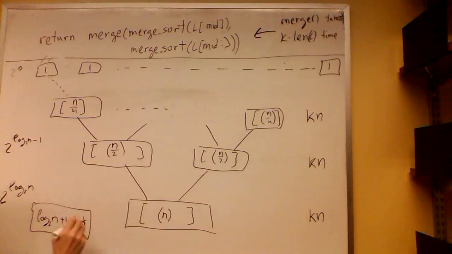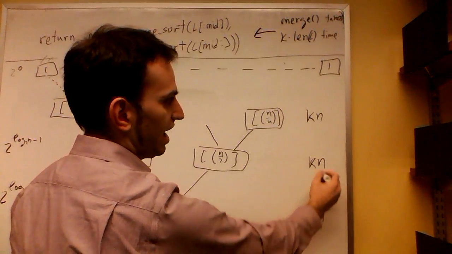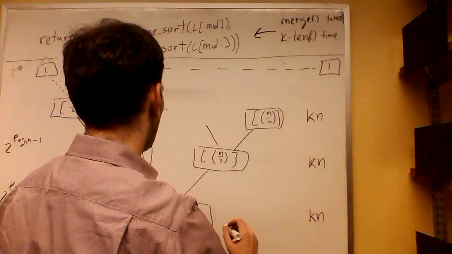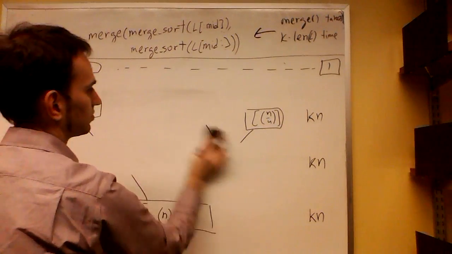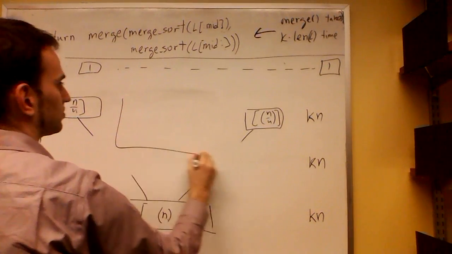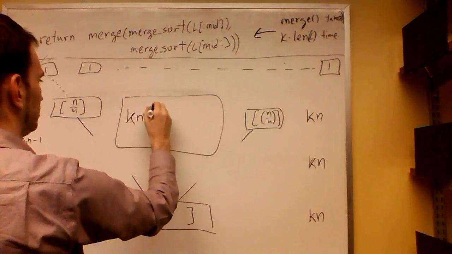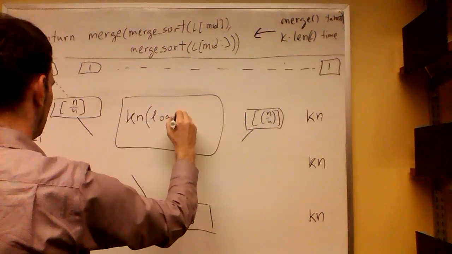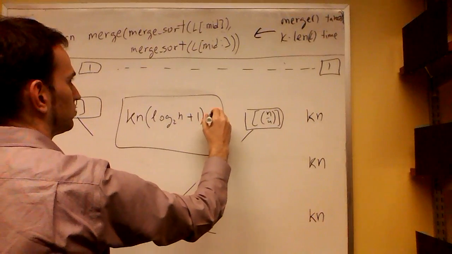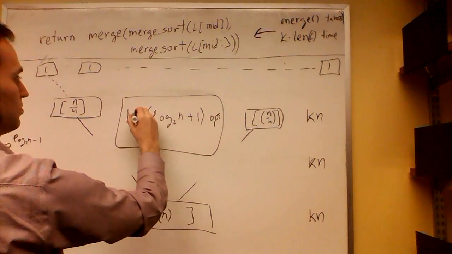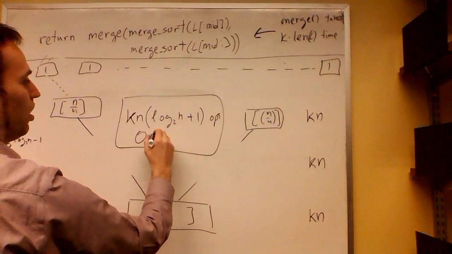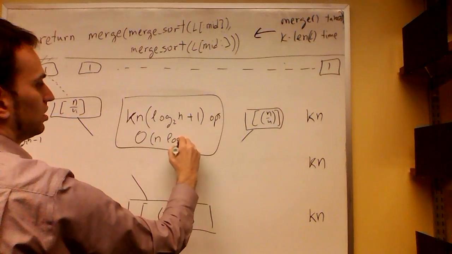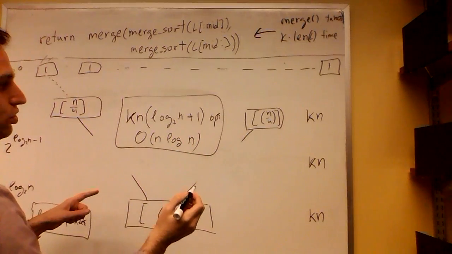So if you have log 2 n plus 1 levels, and on each level you perform kn operations, then in total what you will have is kn times (log 2 n plus 1) operations. This works out to O of n log n, because you can ignore the constants.